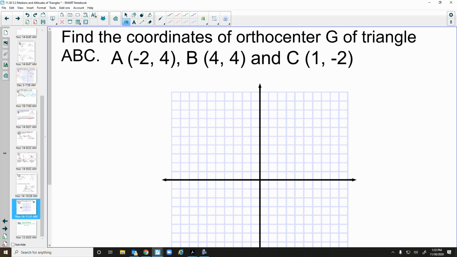Last one for class is the graph of an orthocenter. So -2, 4 is A, 4, 4 is B, and then 1, -2 is C.